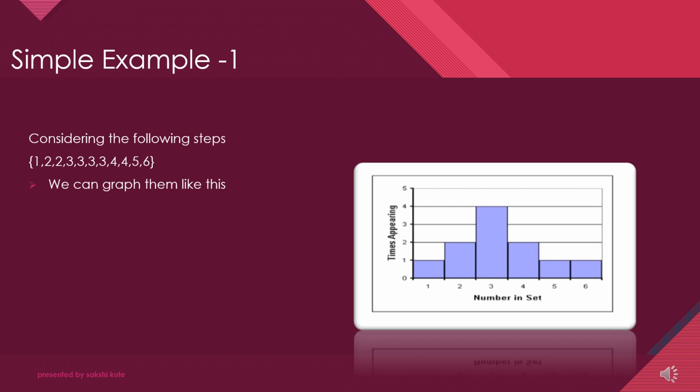Simple example 1. Consider the following data: 1, 2, 2, 3, 3, 3, 3, 3, 4, 4, 5, 6. We can graph them like this.